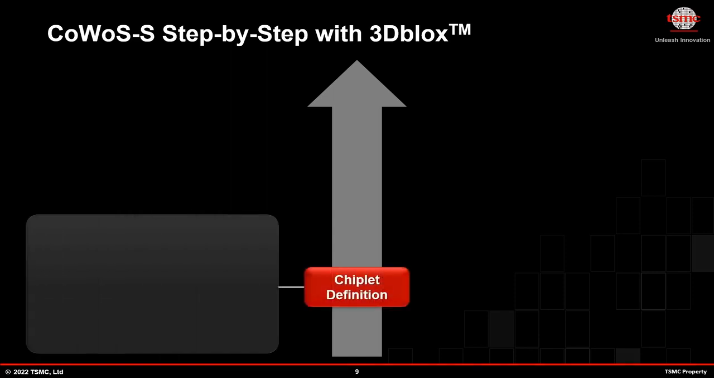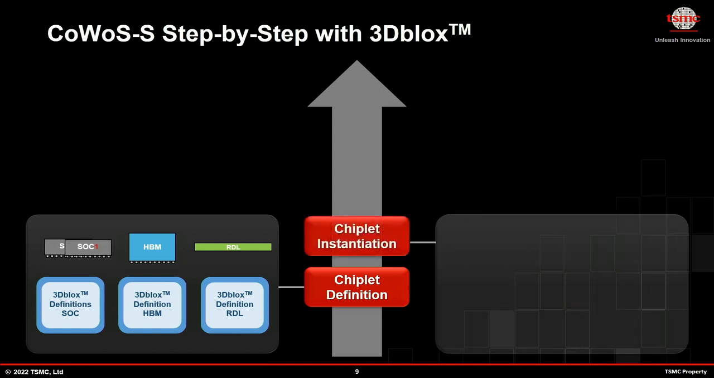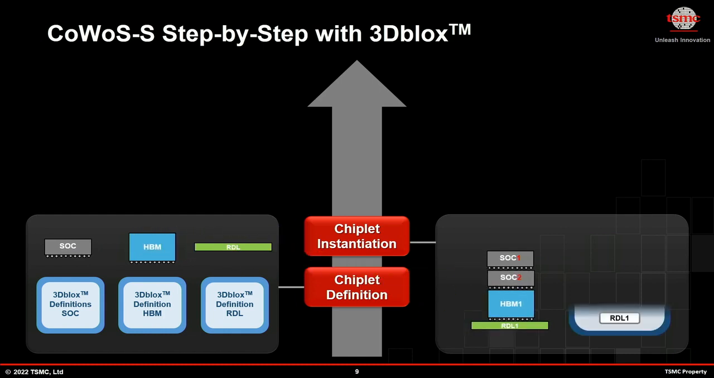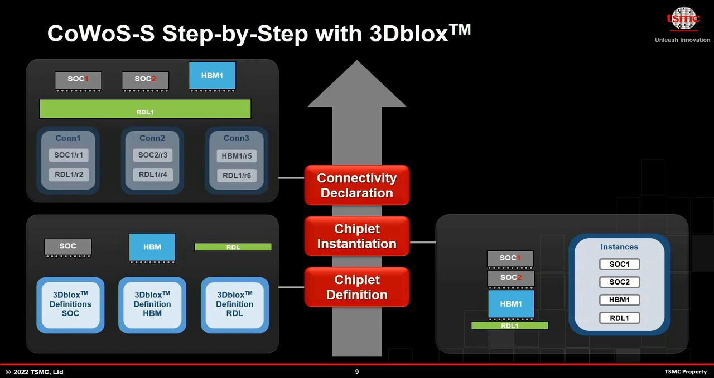First of all, you have the chiplet definitions. In this case, we have a SoC die, we have an HBM die, and we have the interposer. Each of them is represented by a set of 3Dblox syntax. From there, we can instantiate those chiplets, and you notice this SoC die is instantiated twice. Once they are instantiated, they are not connected yet.